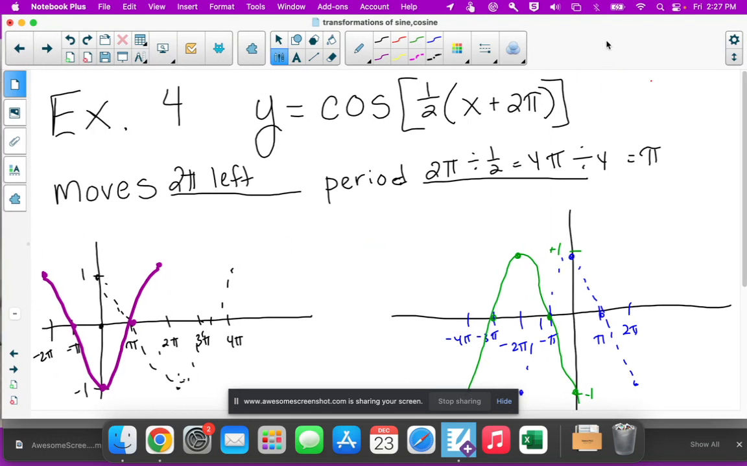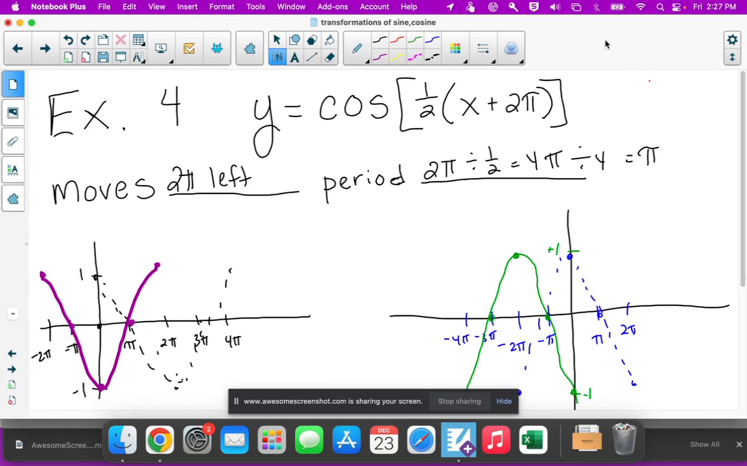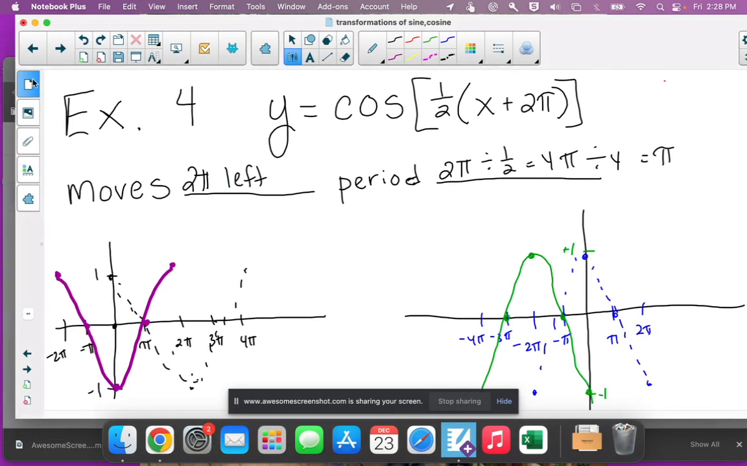All right. And again, you will also see both when you're dealing with computer program outputs and your calculator and Desmos. So either way, we have changed the period to 4 pi, which is exactly how long it takes to go through one full curve, and we have moved it 2 pi to the left. All right. So now let's put it all together.